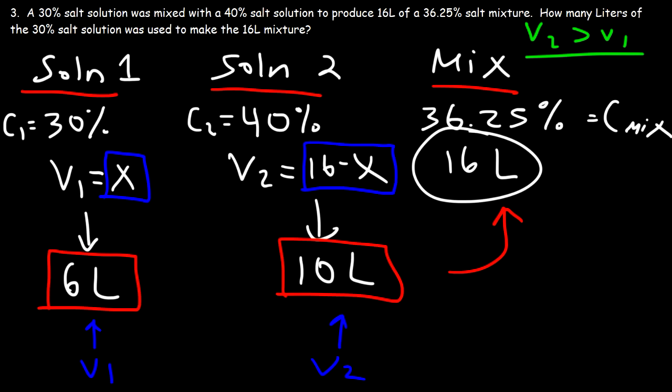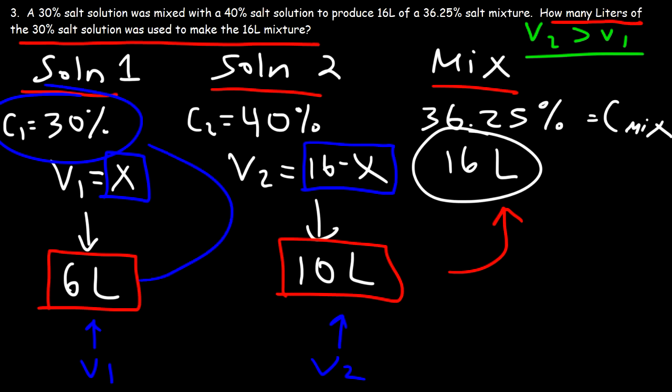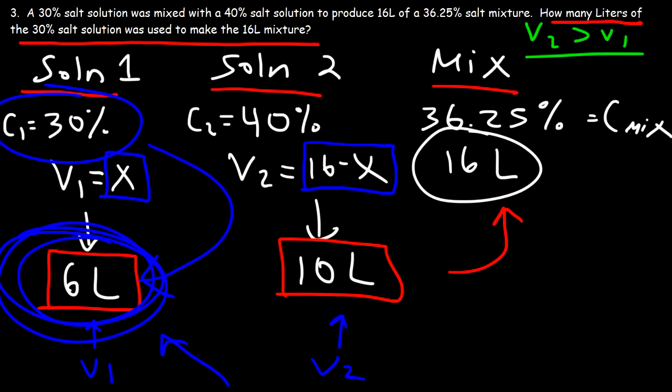Now let's go back to the problem. What is it asking us to solve for? It says how many liters of the 30% solution was used to make the 16-liter mixture. So the volume of the 30% solution is 6 liters. So this is our answer. That's what we're looking for.